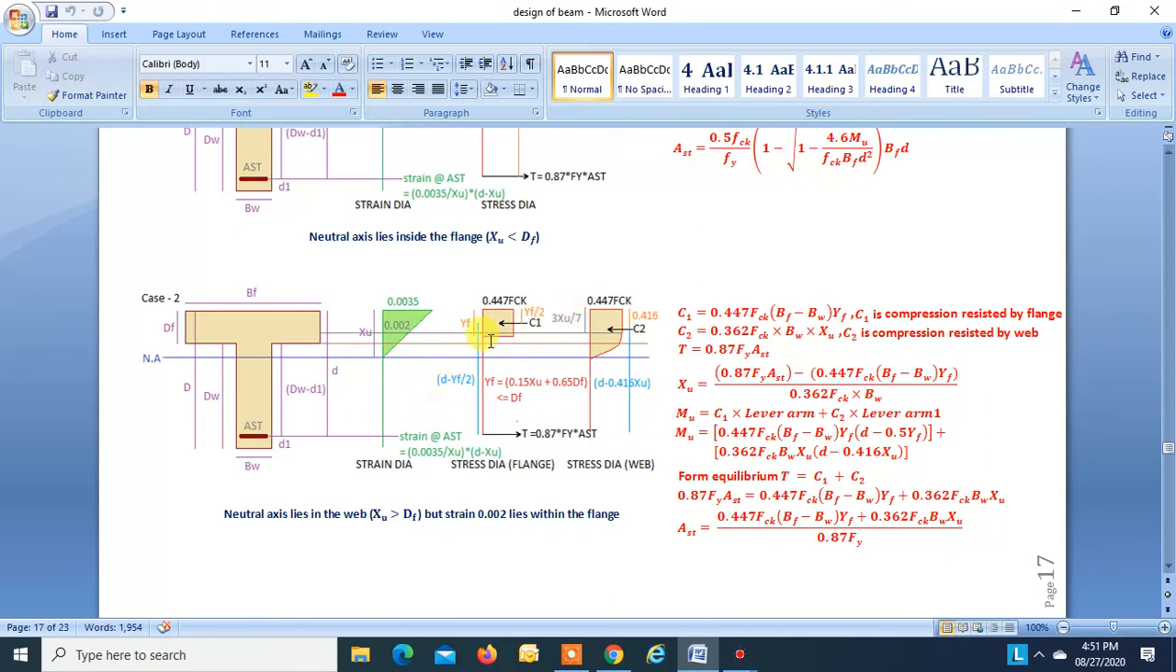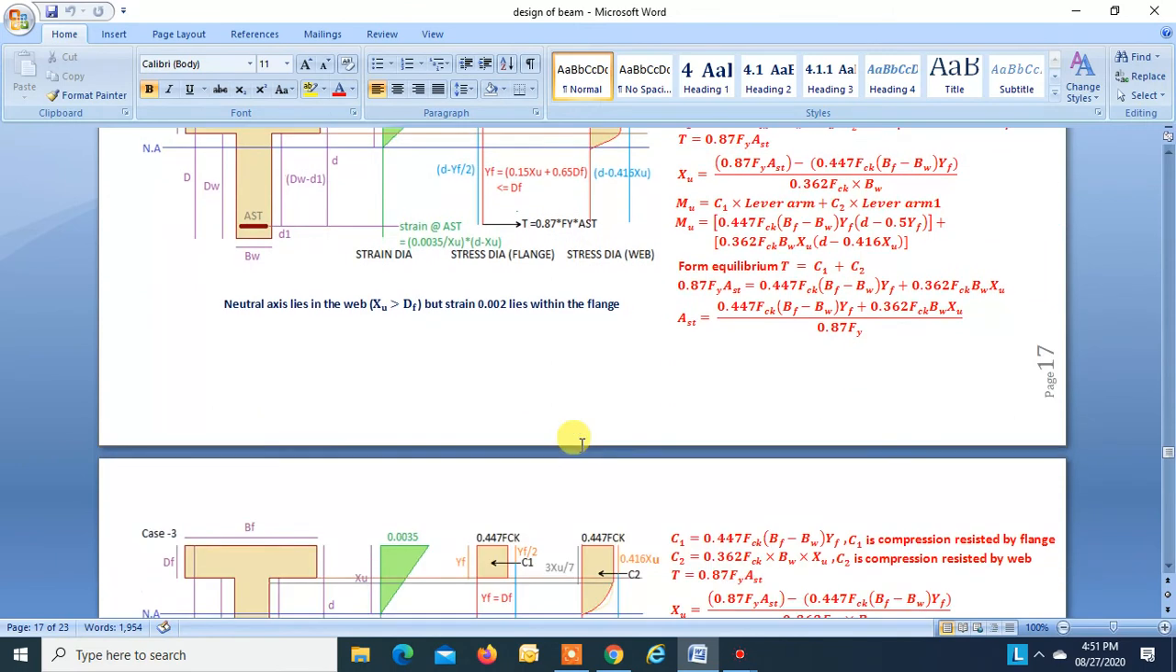Then you can divide this T-beam into two parts: flange 1, flange 2, and this is web, right? So this will be the stress diagram that you can assume to be a rectangular stress. Rectangular stress is 0.447 fck into YF, where YF is equal to 0.15xu plus 0.65DF, but it will be less than DF, right? And another stress diagram will be for this rectangular web, right? So these are the formulas through which you can find AST, right?